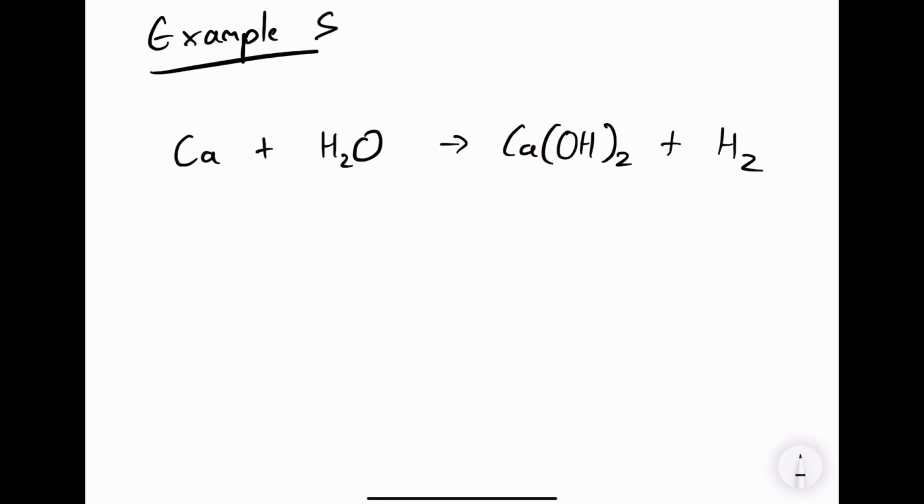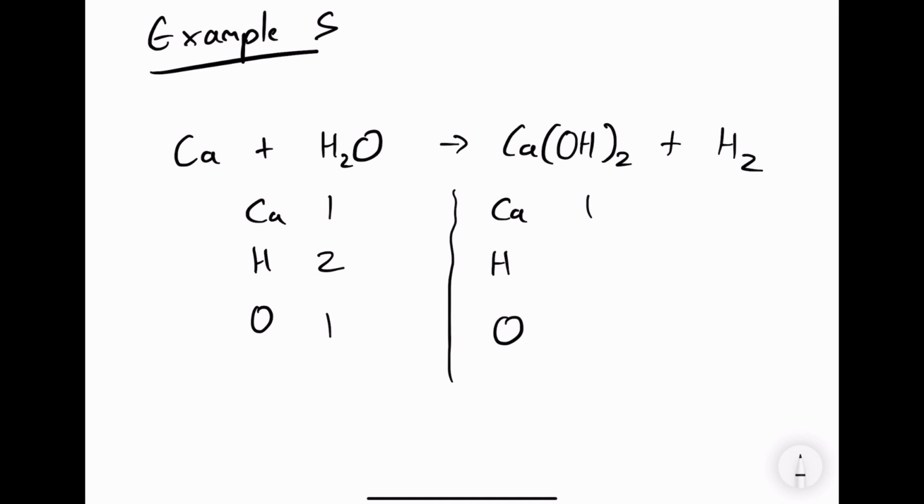Our last example is calcium plus water gives you calcium hydroxide plus hydrogen, and this is slightly trickier because the calcium hydroxide has brackets. Now, as you can see, the number of hydrogen atoms is not balanced and the number of oxygen atoms is not balanced. We can fix this by simply putting a 2 in front of the water molecule. And this will bring the total number of hydrogens to 4 on the left and the total number of oxygen atoms to 2. And then we've balanced the chemical equation.